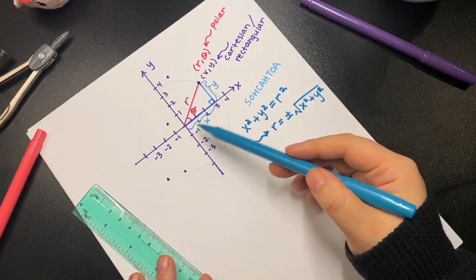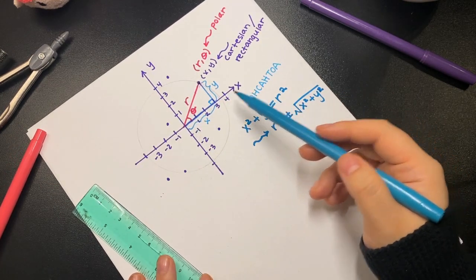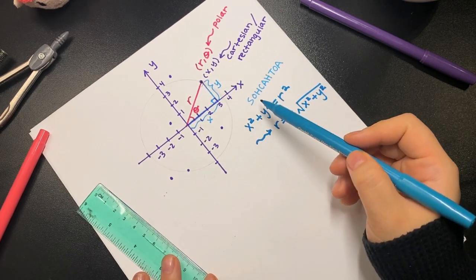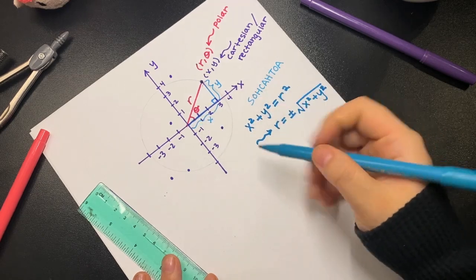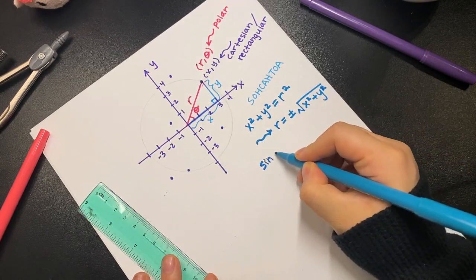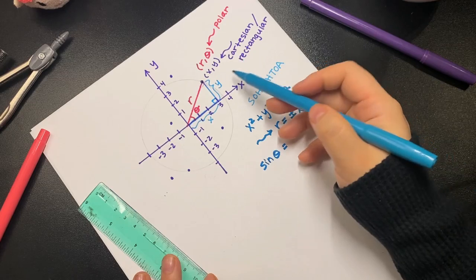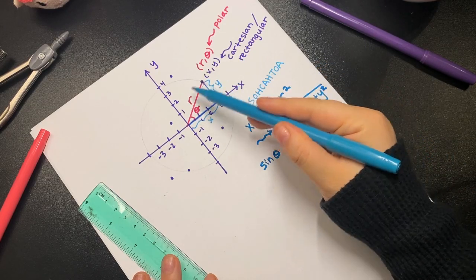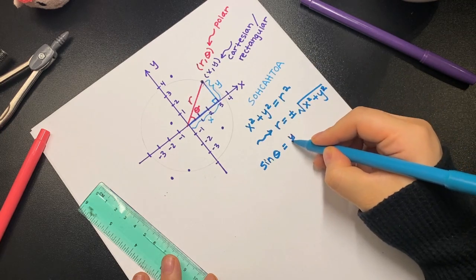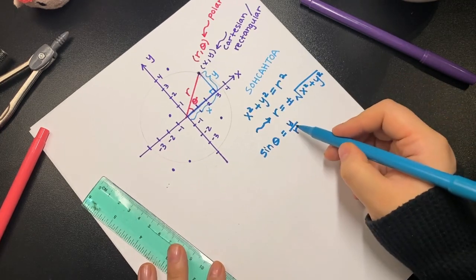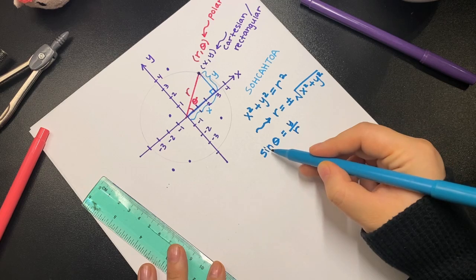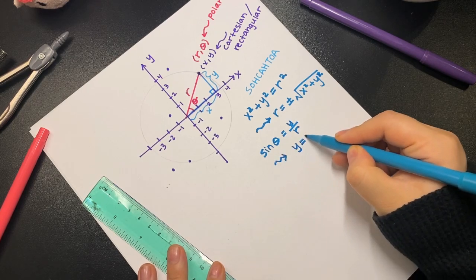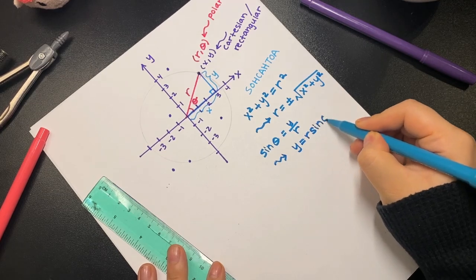Then to relate theta, we have SOHCAHTOA. So sine is opposite. So sine of theta is the length of the side that's opposite of that angle. So that would be y over the hypotenuse, so r. Which means if we rearrange that, we multiply the r over. That would mean that y equals r sine theta.